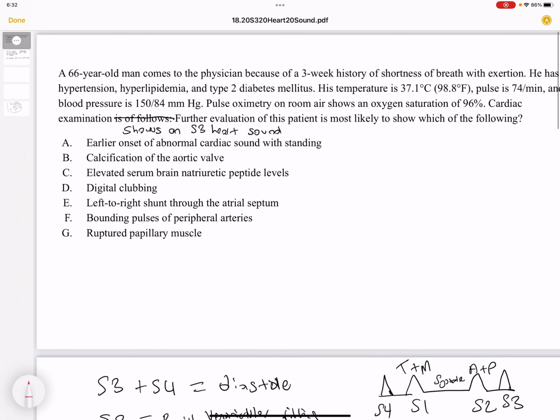Let's look over the answer choices. Answer choice A is earlier onset of abnormal cardiac sound with standing. This is talking about mitral valve prolapse. With mitral valve prolapse, we hear a mid-systolic click.